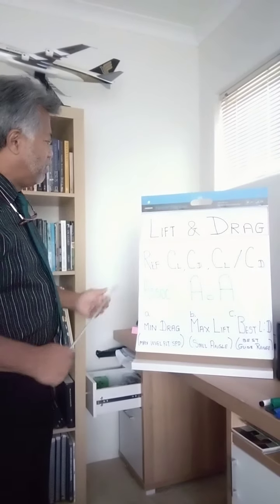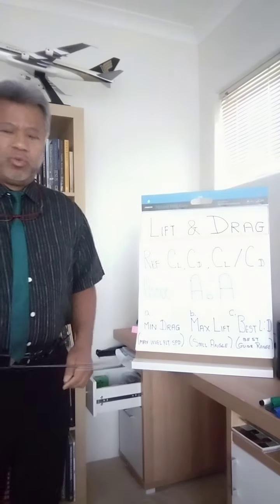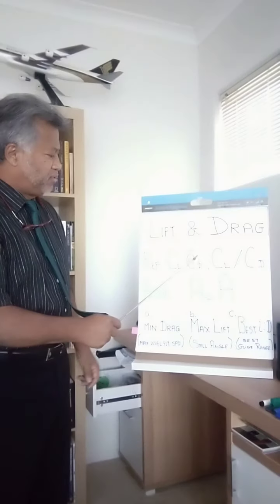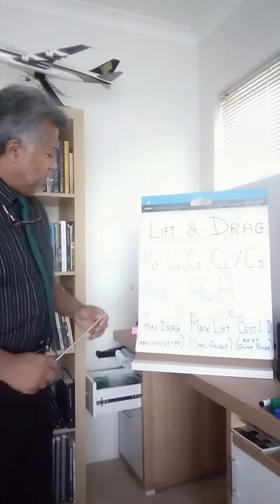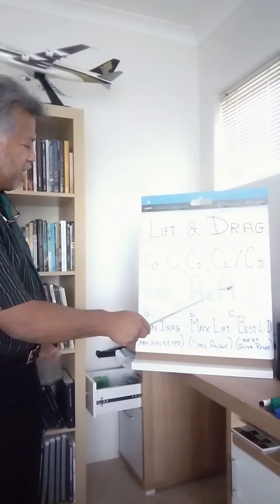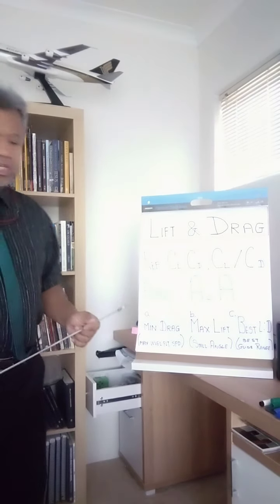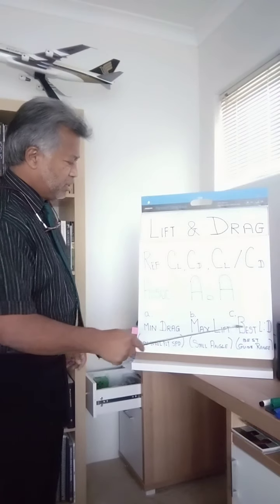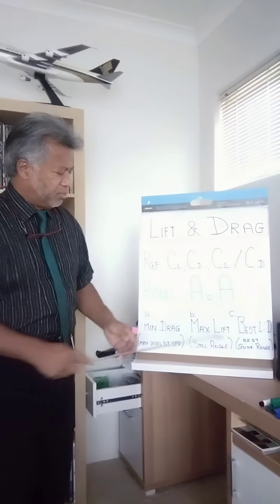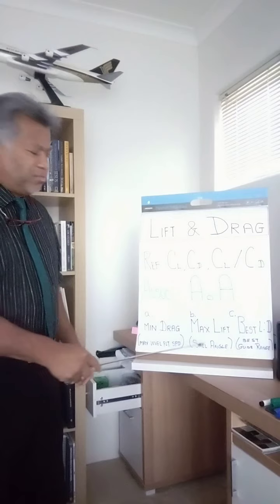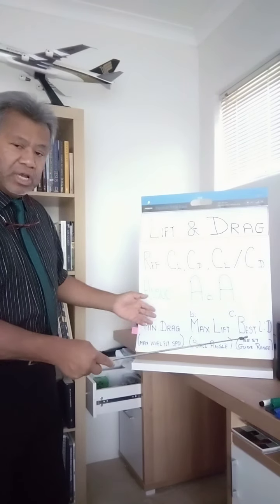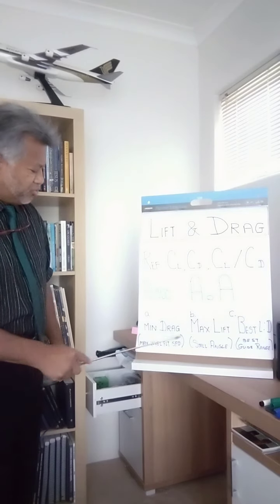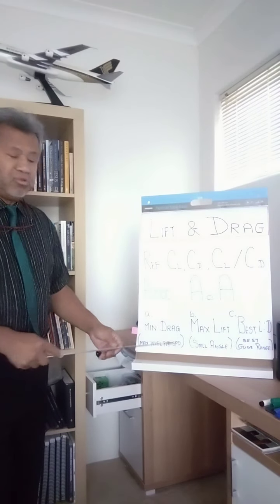Today we're going to be talking about lift and drag with reference to the coefficient of lift, coefficient of drag, and the lift-drag ratio in association with the angle of attack, which allow us to explain the meaning of the best lift-drag ratio for the best glide range, the maximum lift as we approach the stalling angle, and minimum drag, which is the maximum level flight speed.